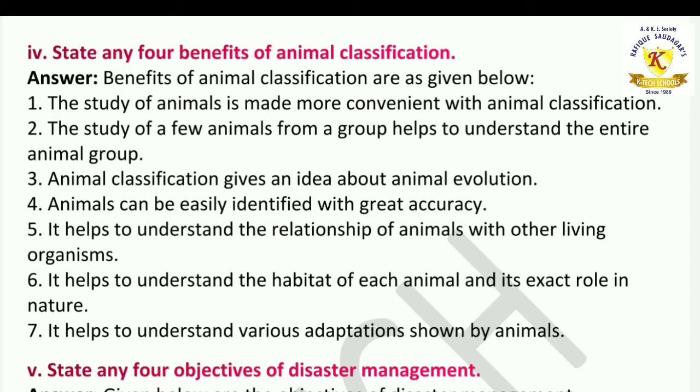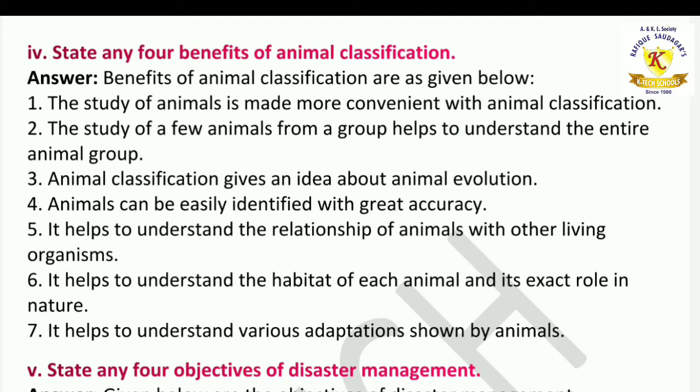Fourth one. State any four benefits of animal classification. Answer. Benefits of animal classification are as follows. First, the study of animals is made more convenient with animal classification. The study of a few animals from a group helps to understand the entire animal group. Animal classification gives an idea about animal evolution.